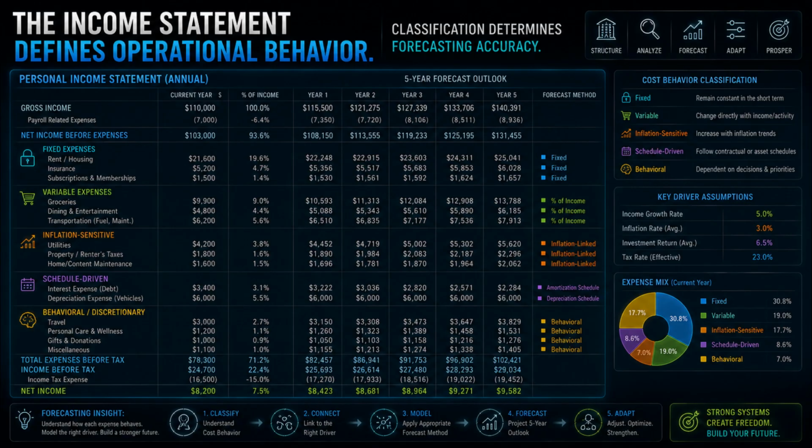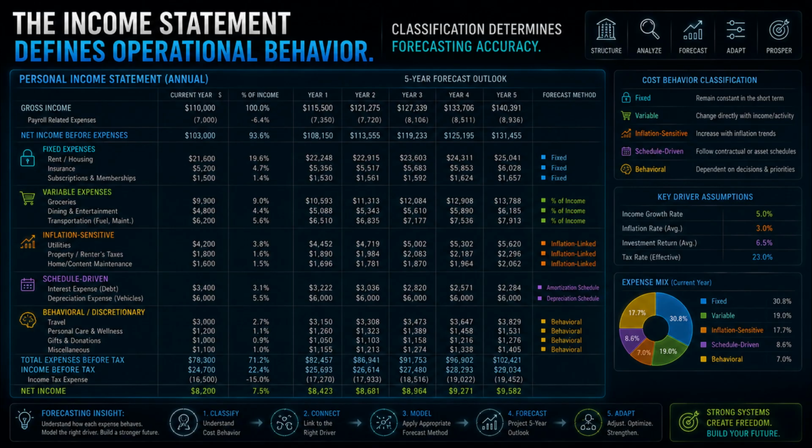So the first group is fixed expenses. These are all forecast using the forecast method of fixed. We have variable expenses: groceries, dining and entertainment, transportation. These are things that are set as a percentage of income. So when we look at the current year at groceries, we see $9,900 as the annual amount. This represents approximately 9% when taken as a percent of 110,000.